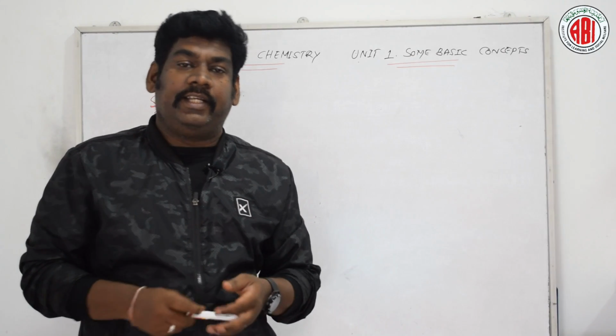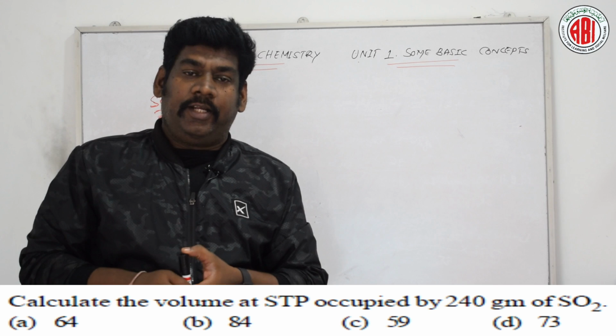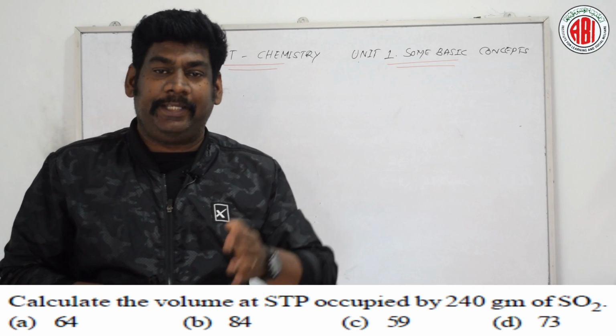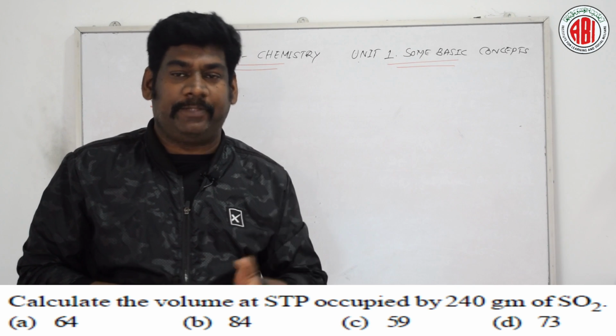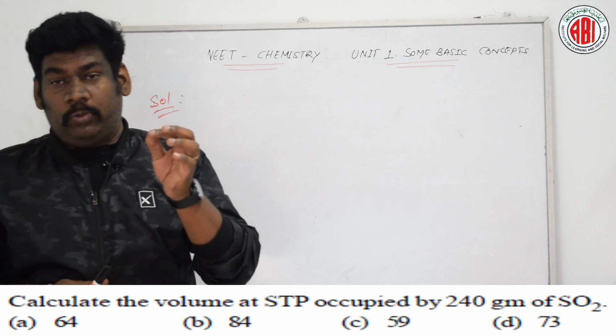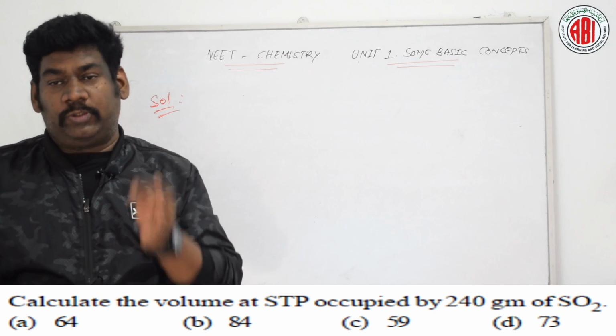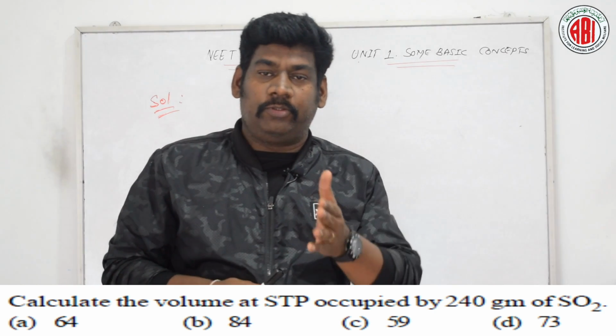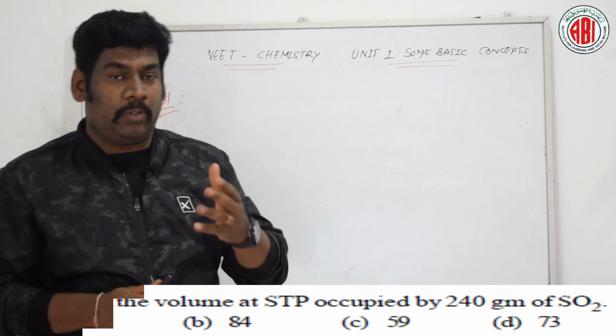Now look at this next question. Calculate the volume at STP, that is standard temperature and pressure, occupied by 240 gram of SO2, sulfur dioxide. Here are a few options. Let us see how to solve this problem.